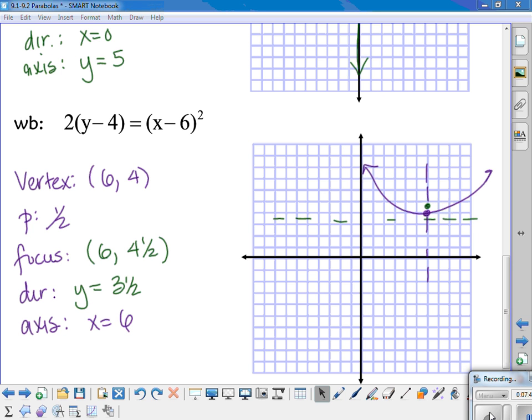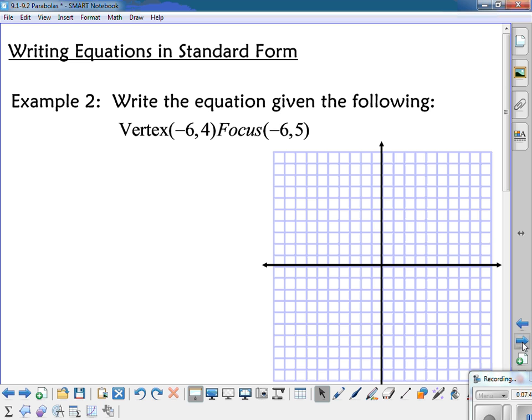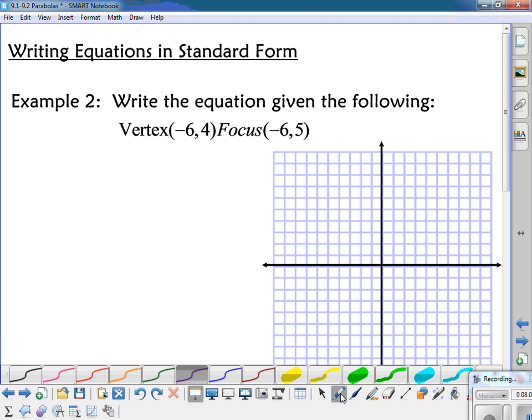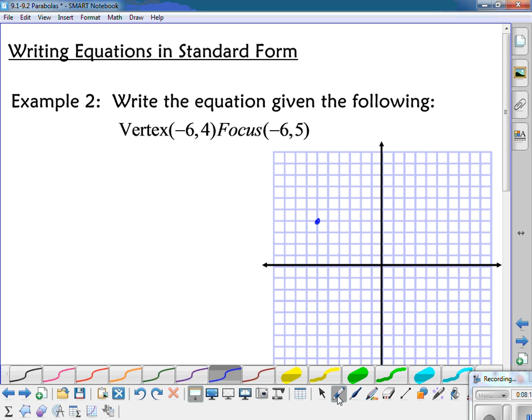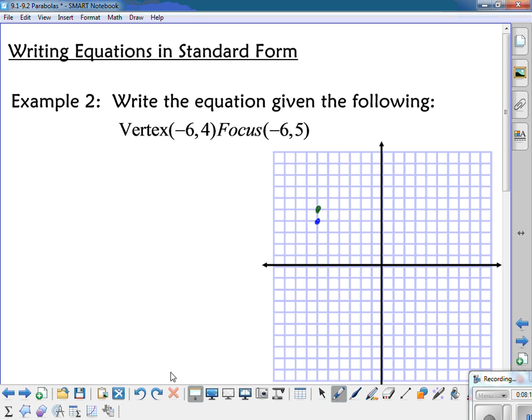Mostly? Okay. All right, so now we're going to write it in standard form. So I'm just going to use the graph to help me figure out what's happening with the parabola. If you can figure it out just by looking at the numbers, you're welcome to do that. I guess I just tend to be more visual. All right, so I'm going to plot the focus and the vertex. So (-6, 4), there's my vertex, and my focus is at (-6, 5).